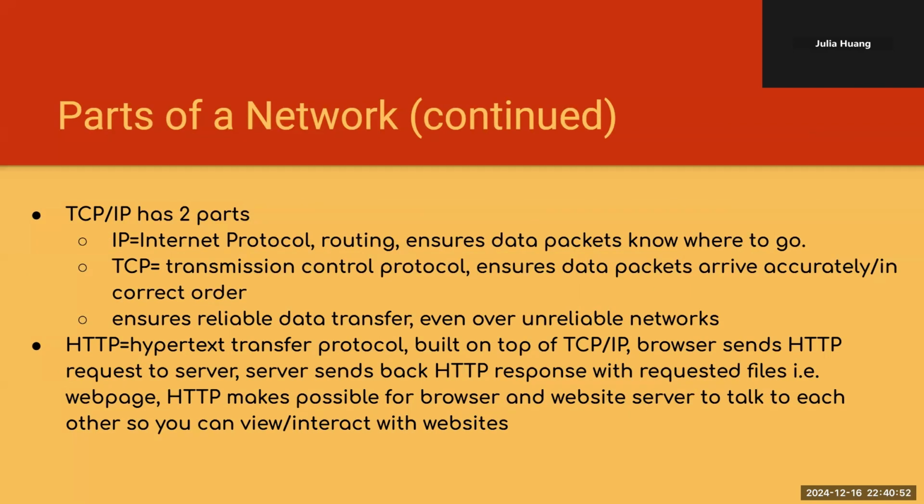So TCP/IP has two parts. IP stands for Internet Protocol, which has to do with routing, ensuring that data packets know where to go. And TCP stands for Transmission Control Protocol. That ensures that data packets arrive accurately and also in the correct order. This ensures reliable data transfer even over unreliable networks.